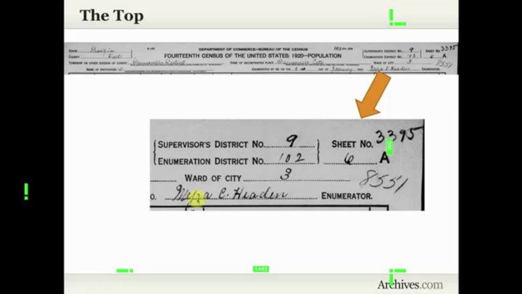Also be sure to take a look at the name of the enumerator. I have a colleague who was going through a census one time and looked at the name of the enumerator, and it was actually her ancestor. That was a great surprise for her. She had no idea that her ancestor was actually a census taker.